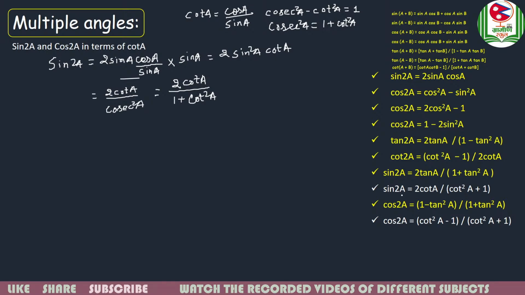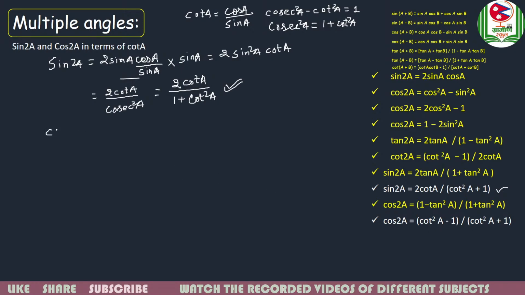So we have also verified that sin 2A equals 2 cot A upon cot square A plus 1 or 1 plus cot square A. Both is the same thing. So we have also verified this result. And now we will express this cos 2A in terms of cot. So our result must be this much.